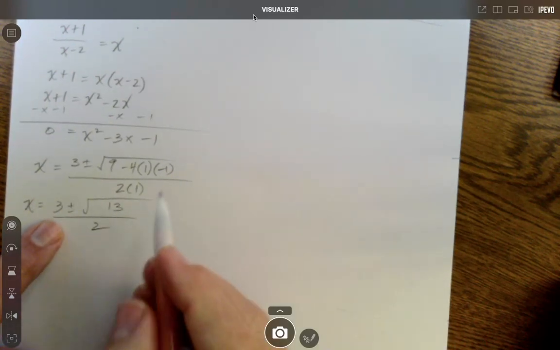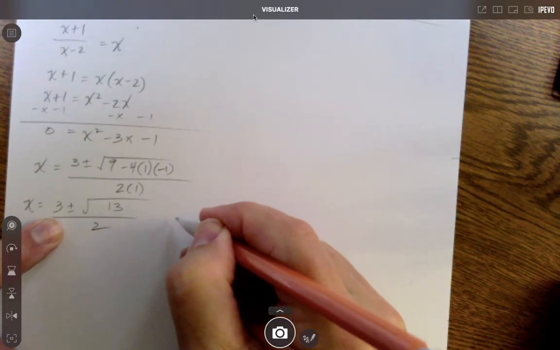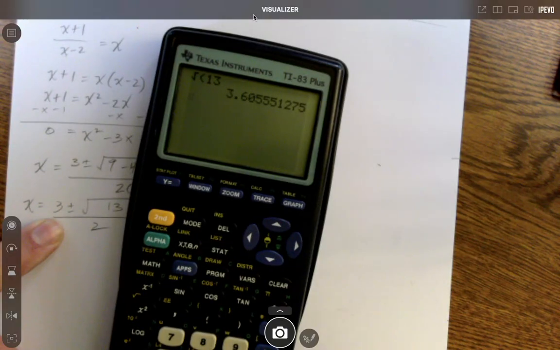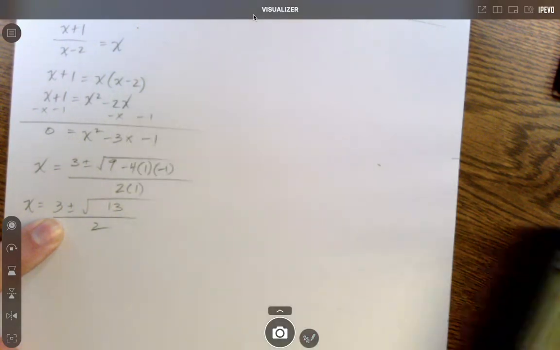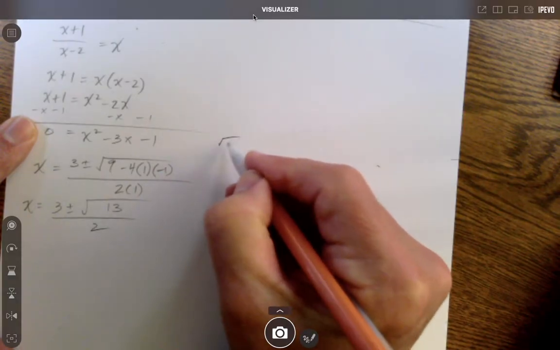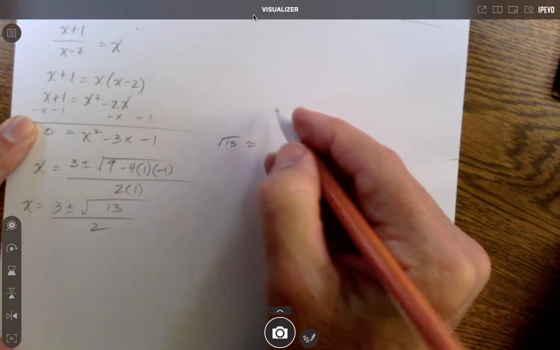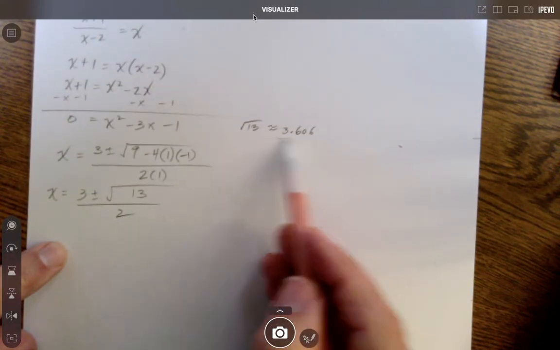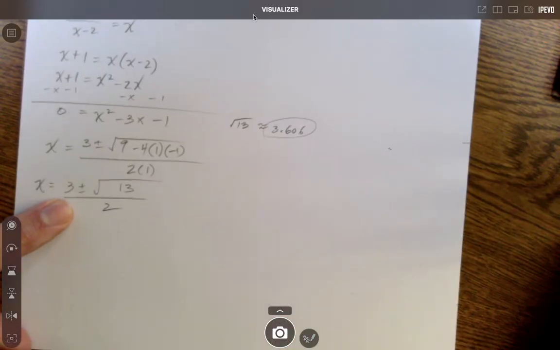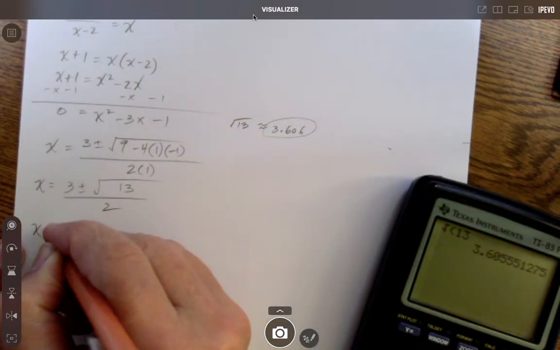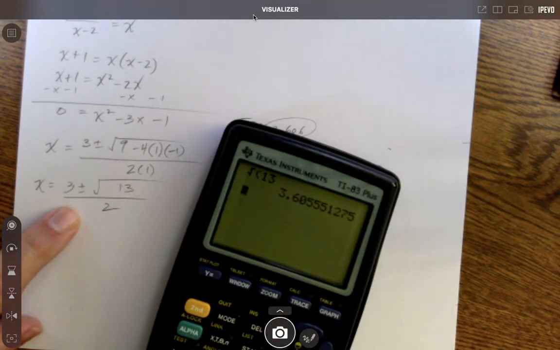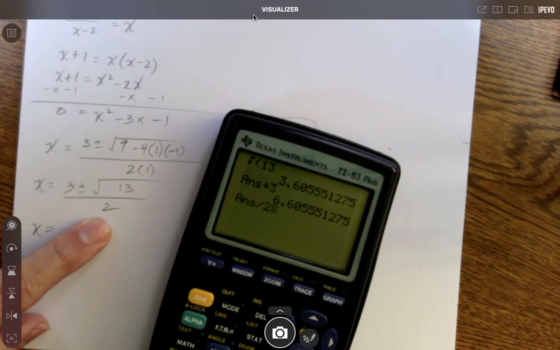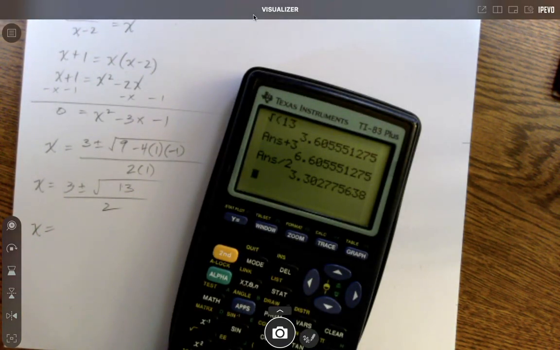So I'm pretty sure there's two answers here. Square root of 13 is about 3.606. So we'll keep that in mind. So when I do my two solutions, I do 3 plus that. So I'm going to add 3 to that, and then divide by 2. And I get about 3.303.